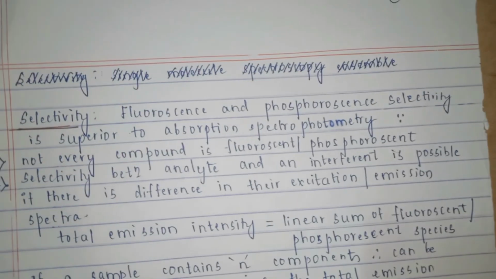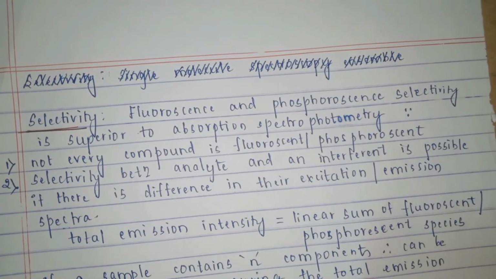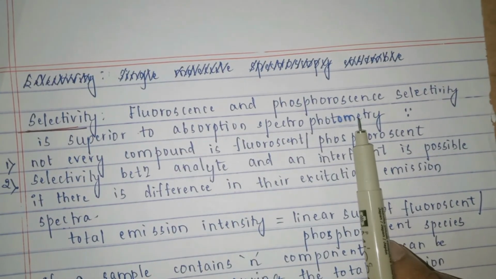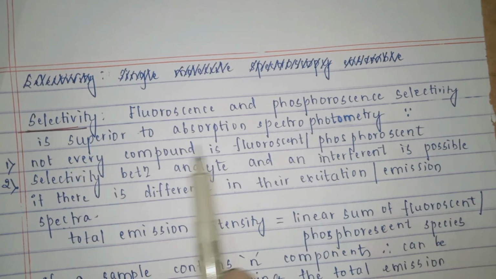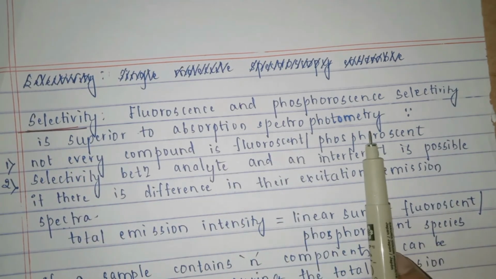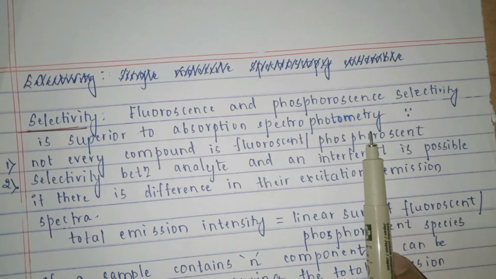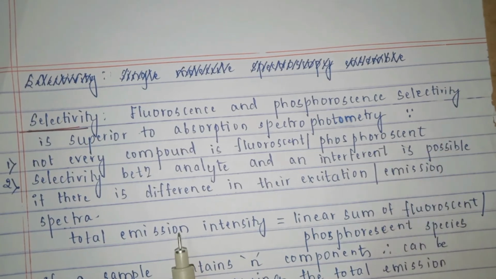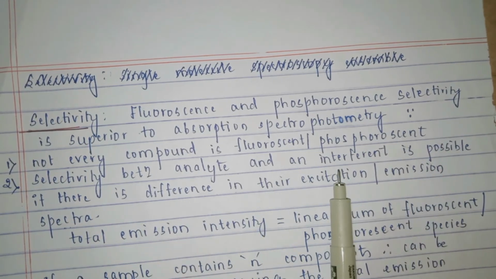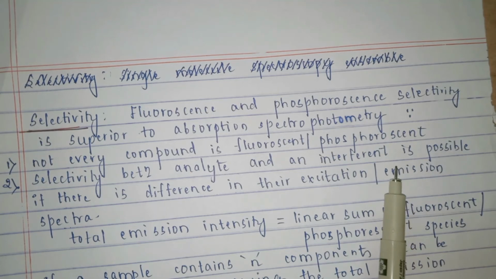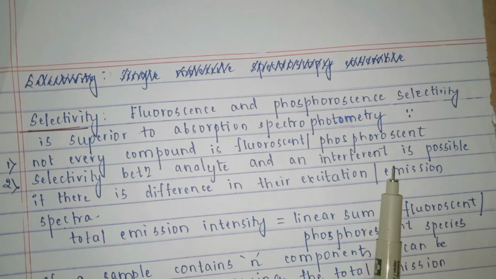The next concept is called selectivity. In fluorescence and phosphorescence, selectivity is superior to absorption spectrophotometry. Obviously, when I say absorption photometry, I am speaking about UV-visible spectroscopy. But in the fluorescence phenomena, not all compounds are fluorescent, and not all compounds are phosphorescent. We already know that very few molecules are fluorescent, with lots of conditions. Very few molecules are phosphorescent, with lots of conditions.